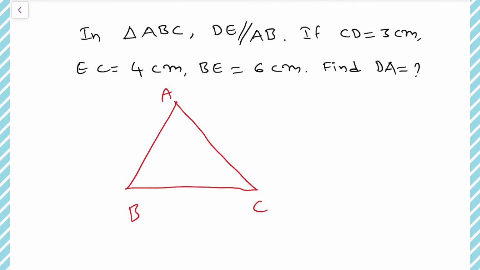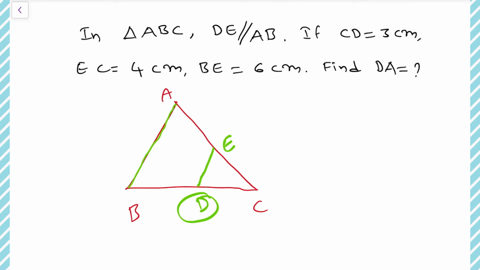DE is parallel to AB. So this is AB line. For this line, I am drawing one more parallel, named DE. Now, here everyone will get one doubt: whether we need to write D here and E here, or else we can write it in reverse or not. That will be decided by the question only.